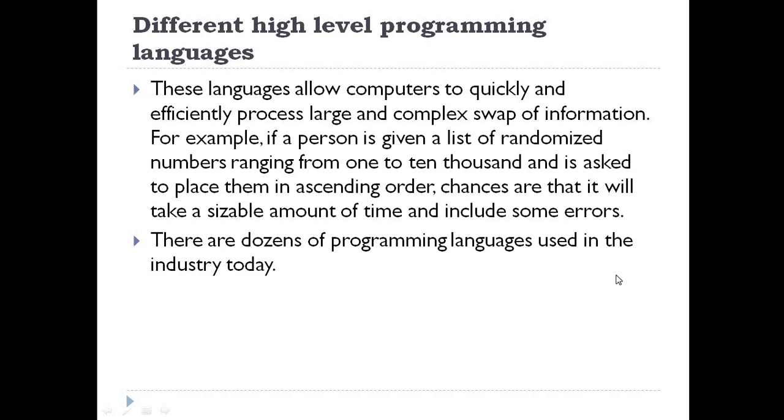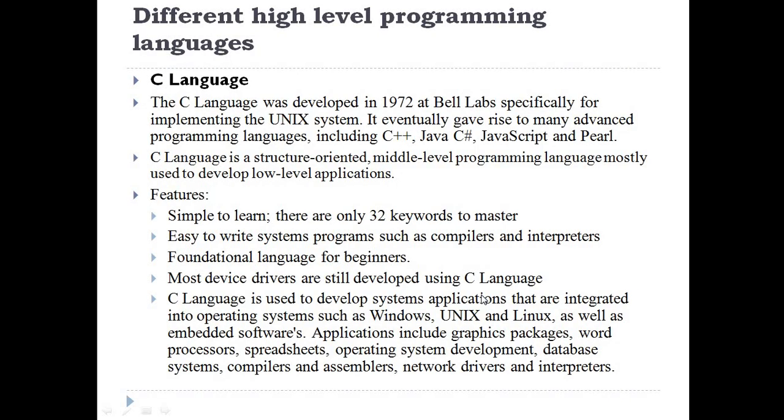So lots of programming languages are used in industry today. The first base of computer languages is C. C was developed in 1972 at Bell Labs specifically for implementing the Unix system. It gave rise to many advanced programming languages. Means using C we can create new versions of programming languages, called C++, Java, C#, JavaScript and Perl.